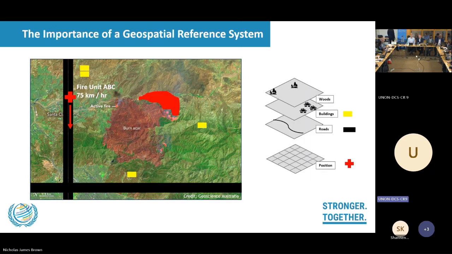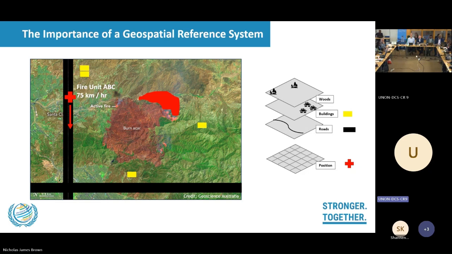So here's an example, this is a bushfire example. And what you can see in the middle in red there, that's a burn scar. So that's where the forest fire used to be. And that's where it's come from. And then the bright red bit in the top is where the current active fire is.